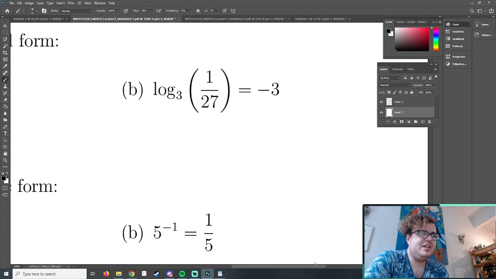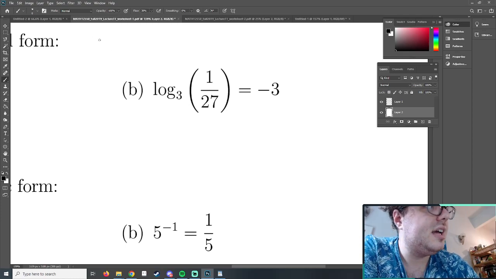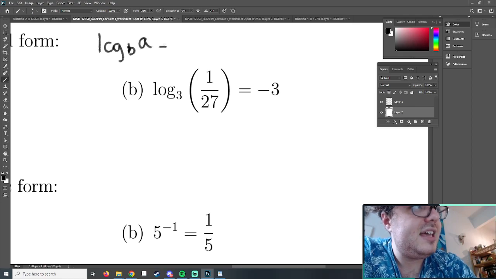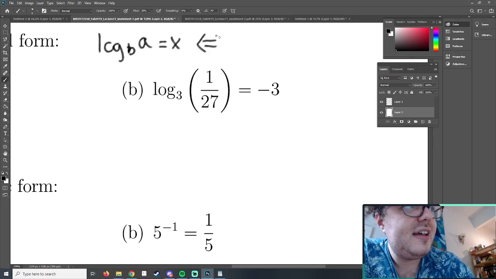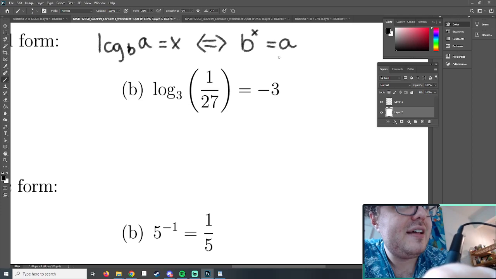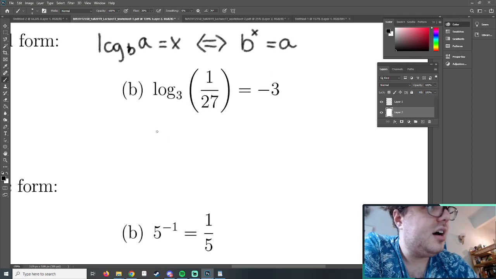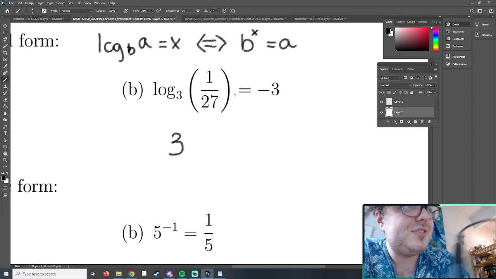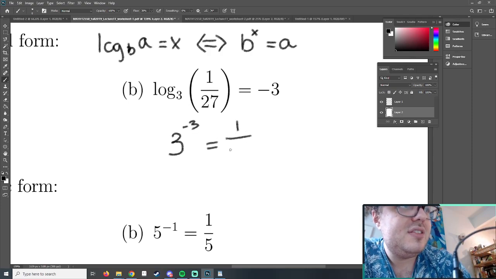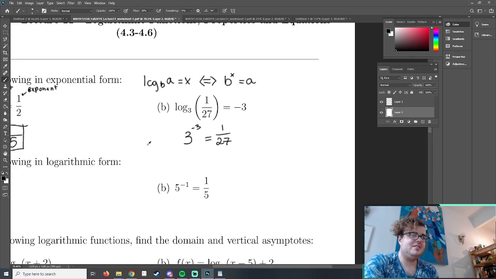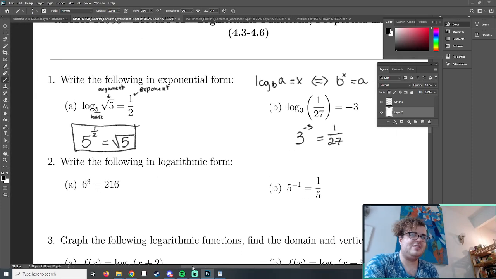Again, we can do the same thing over here. So this is saying, again, we have the logarithm with the base of b and an argument of a equals x is the same thing as saying that b to the x power equals a. So here, our base is 3, so that's the thing being raised to the power. The power is -3 because the answer to a logarithm is an exponent, and the argument is the number that you would get as a result. So 3 to the -3 equals 1/27. So those would be our two answers for 1.